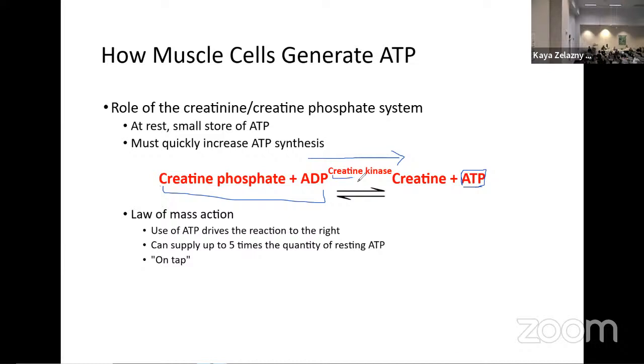So we've got an enzyme regulating that. That's our creatine kinase. And when we take that phosphate and move it over to our ADP molecule, that gives us some more ATP and leaves us with creatine left over here. Okay. So because we have this present, this can immediately give us about 5 times the amount of ATP that we had present in the cell at rest. So this is what we think of as on-tap energy. We didn't require a lot of cellular machinery to do this. We just have that one enzyme in there. This is pretty easy and pretty fast.